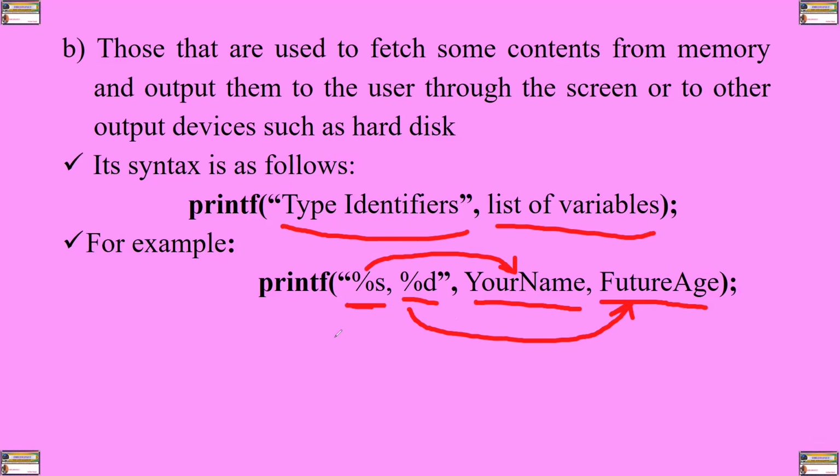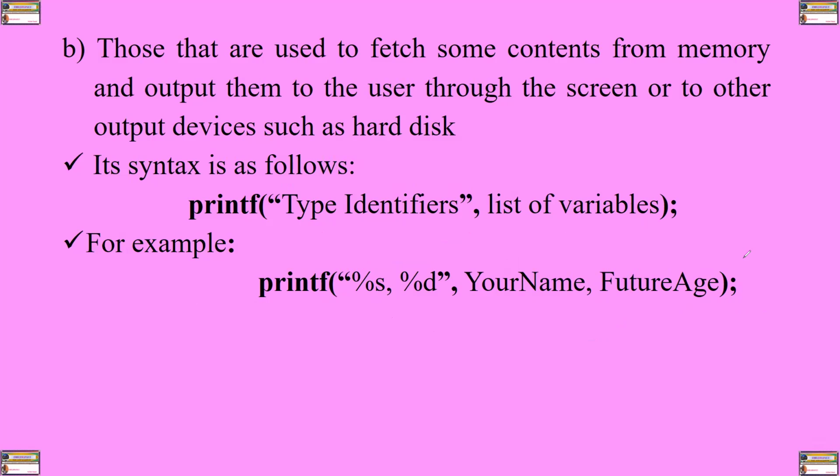So the syntax or the format for displaying content from memory is the reserved word or the keyword printf, followed by the parentheses, then followed by the type identifiers, and then the list of the variables or the list of the memory locations from which those values will be gotten.